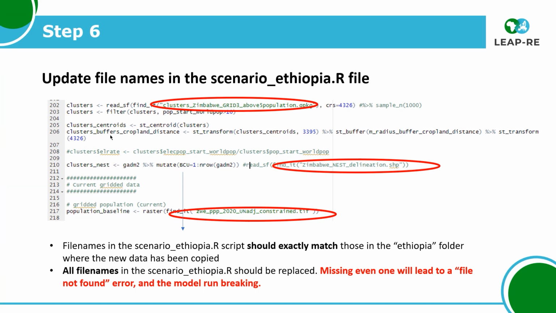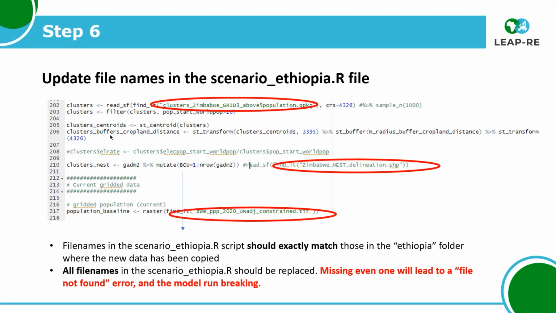Then what we need to do is update the file names in the scenario Ethiopia file. So we'll open the scenario Ethiopia file that we created, and for a bunch of input data, such as the clusters and the grid population, we need to replace the file names. This should exactly match those in the Ethiopia data folder where the new data has been copied or downloaded, and all the names must be replaced.